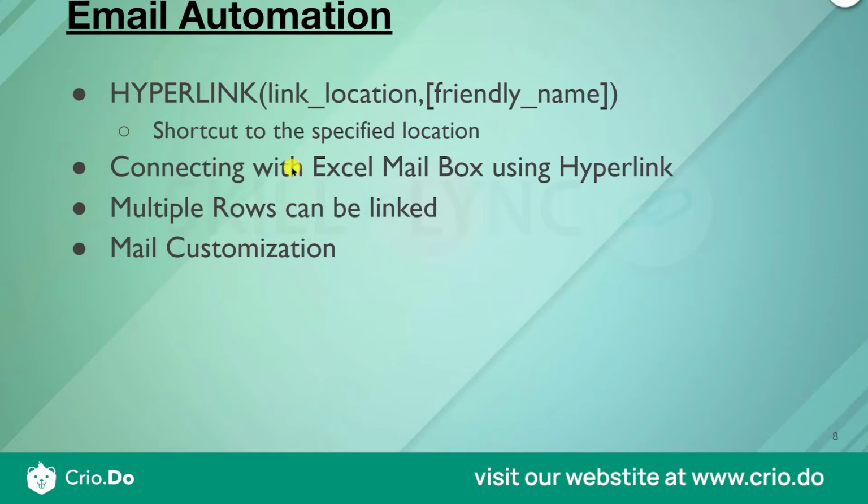So hyperlink, how are we doing that? We are basically passing two arguments to this hyperlink function. The first argument is the link location. The second argument is the friendly name, and that is basically a shortcut to the specified location. Connecting with Excel mailbox using hyperlink, multiple rows can be linked, and mail customization.